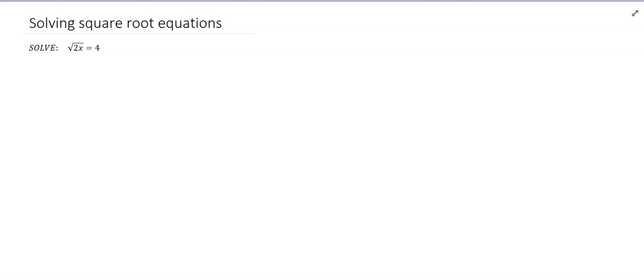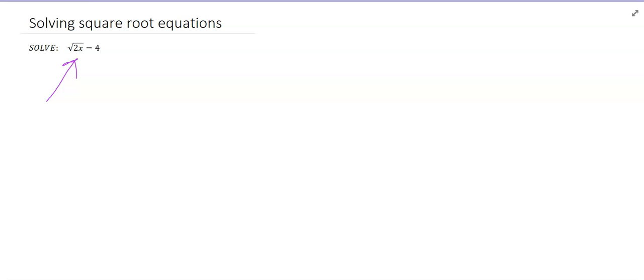In solving this radical equation, we need to keep in mind two things. The first one that we always need to look for is to make sure that the radical is isolated. And in this case, my radical is right there. So it's all alone on the left side of the equation. So step one has already been taken care of for me.